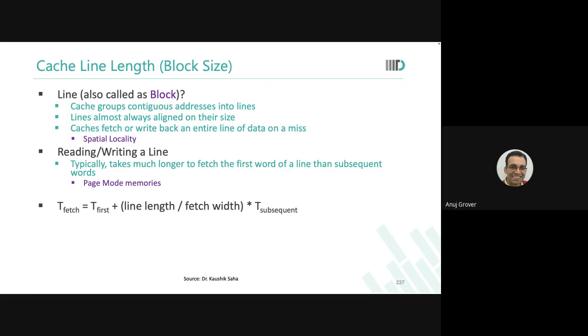So a larger line length means that a fewer number of independent blocks can be fetched. That means a kind of a top limit on the number of applications that you can run in parallel. Are you getting it? So, T first is for the first word of that line.